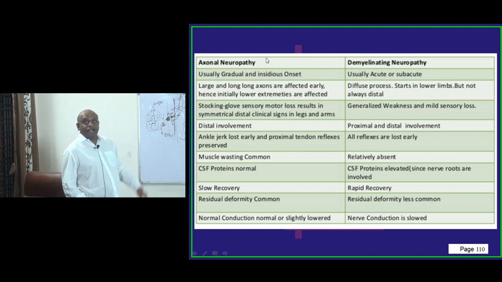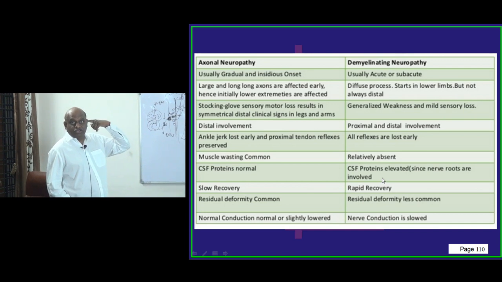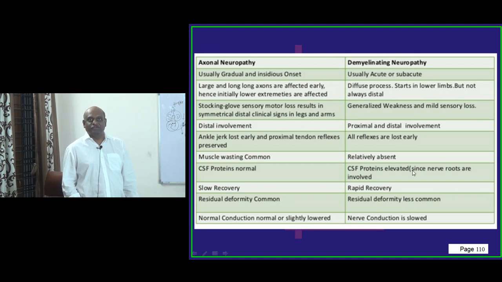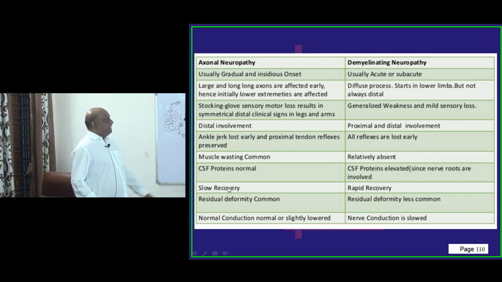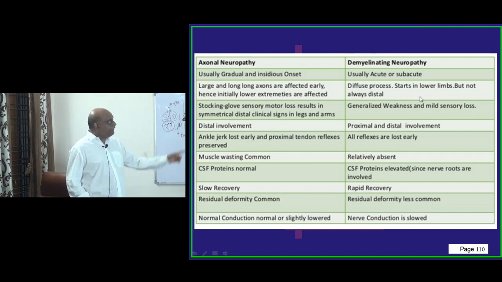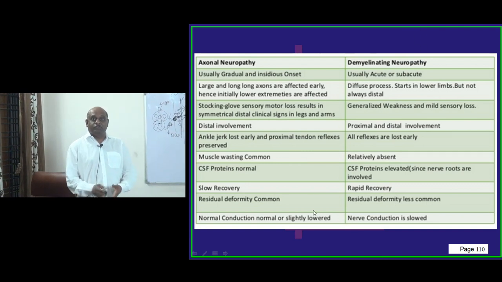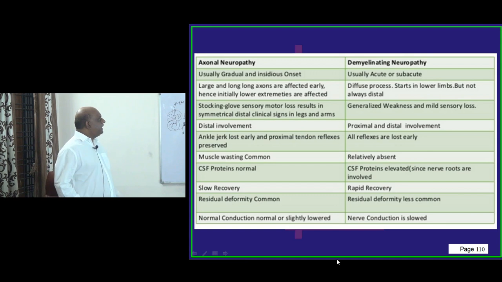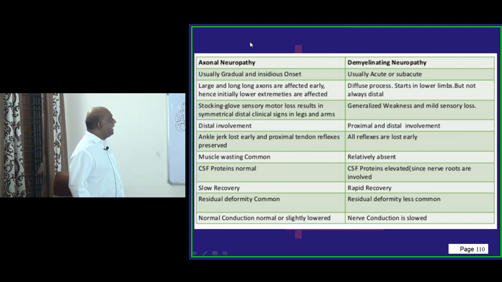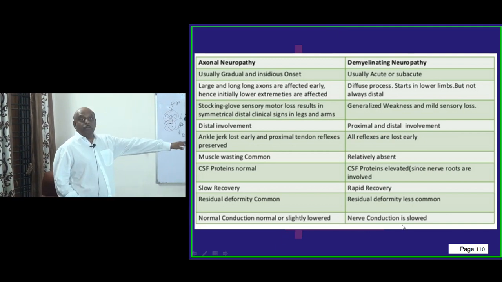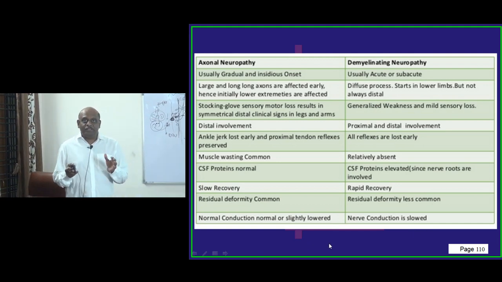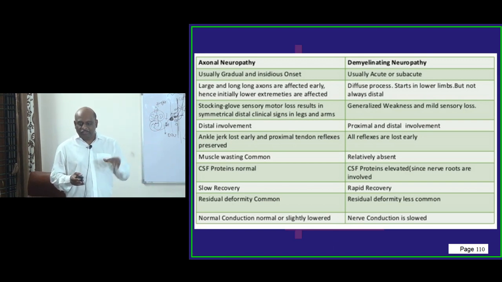CSF proteins are normal in axonal neuropathy, but demyelination can elevate CSF proteins, as in the case of any demyelinating pathology. The recovery is more rapid if it is demyelinating. Often in demyelinating, there is some autoimmunity involved, and if you give steroid or IV immunoglobulin, patients will have recovery. But in axonal neuropathy, recovery is very slow. And there is a residual deformity commonly seen in axonal neuropathy, and nerve conduction is decreased in demyelinating neuropathy. So these differences of axonal and demyelinating neuropathy are a favorite MCQ.